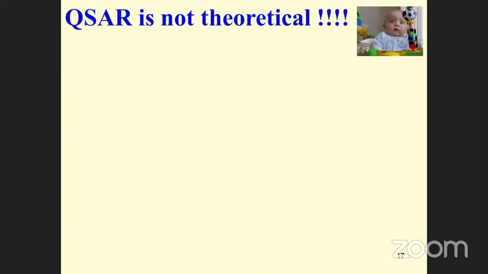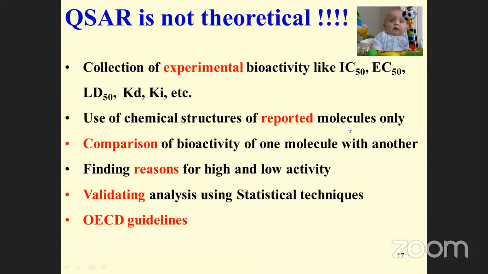Next. So that's why I have one animation for you, because some people are still surprised that it is not theoretical. How is it possible? Here is the reason. In case of QSAR or in drug designing, we always start with the collection of experimental biological activity. That means the data which we are going to use for the molecule, whether it is IC50, EC50.